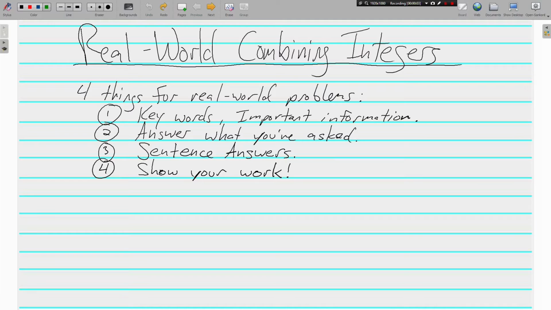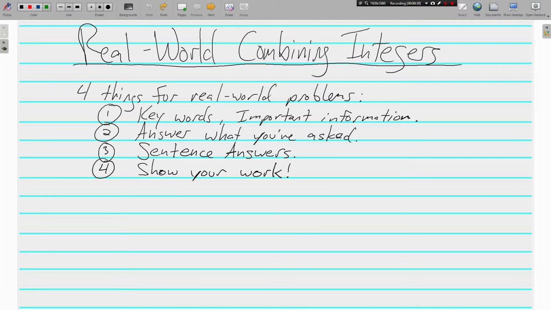Tipton, and today we are looking at combining integers from some real-world applications, some real-world type problems. Word problems, pretty much. Okay? There's not a whole lot new to learn. We've already learned how to combine our integers. We're just applying them to some problems that have words in them. No big deal. 4 things that we need to make sure that we remember for our real-world problems.